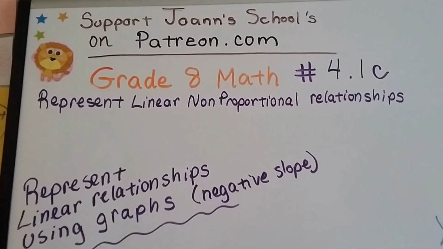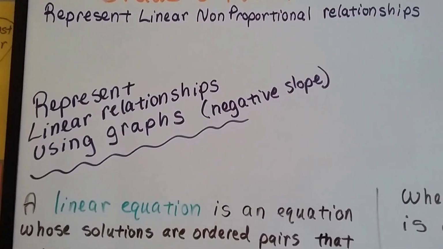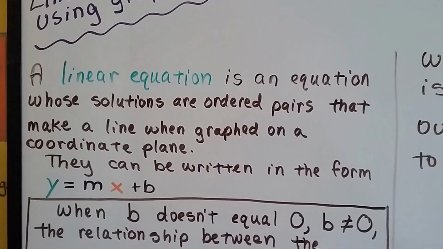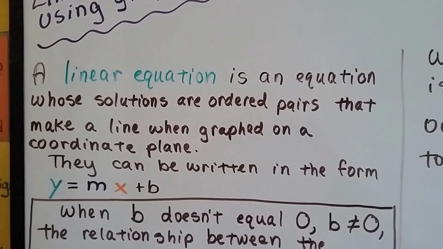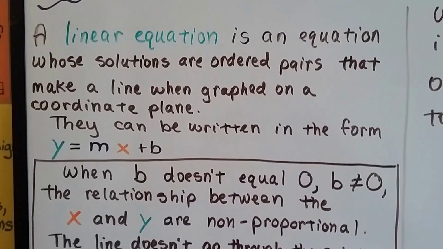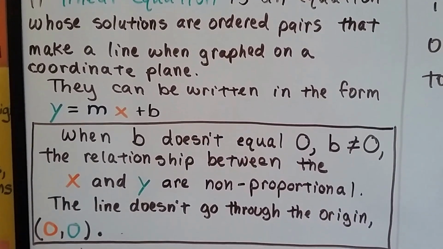Grade 8 Math number 4.1c: represent linear relationships using graphs with a negative slope. A linear equation is an equation whose solutions are ordered pairs, like x and y, that make a line when they're graphed on a coordinate plane. They can be written in the form y equals mx plus b.